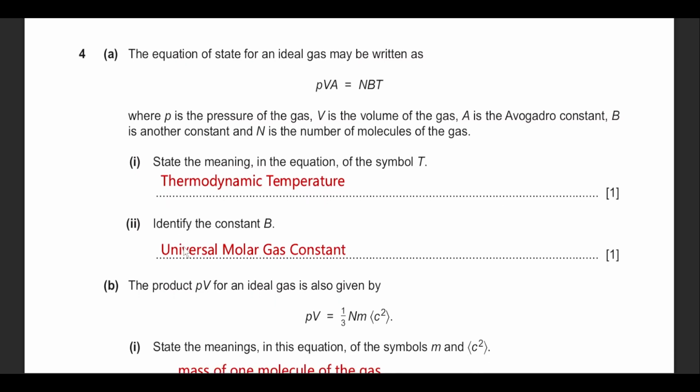All right, now we have the equation of state of an ideal gas, which may be written as PV equals nRT. All right, so this is a common question, the 4.1. He says, mention what the meaning of T is: thermodynamic temperature. Don't write down just temperature. Because when you write down thermodynamic temperature, it means you're talking about Kelvin. Part B, identify the constant R. And it is the universal molar gas constant, which is R.